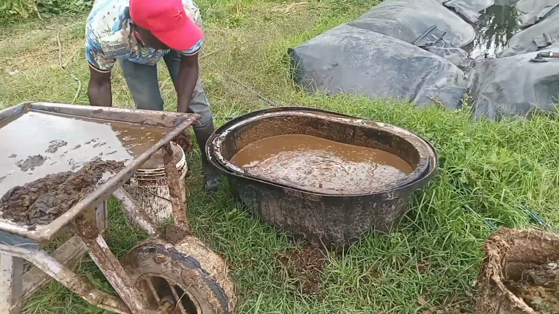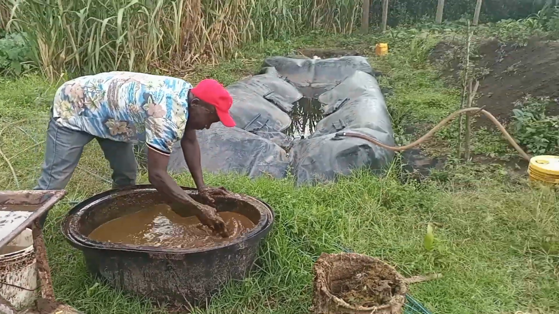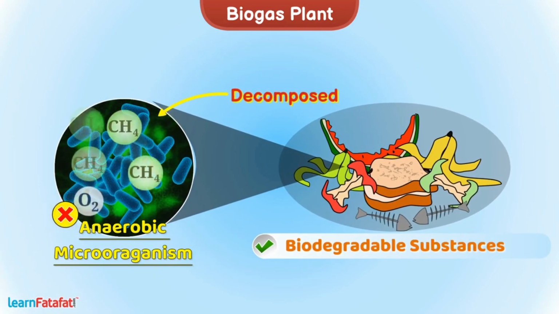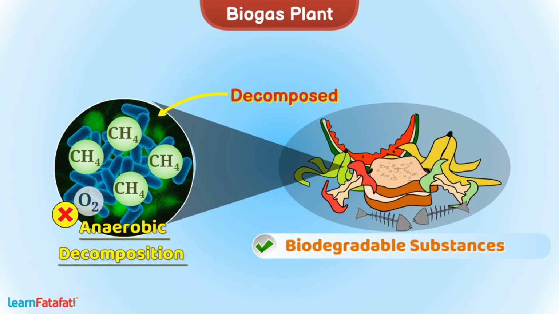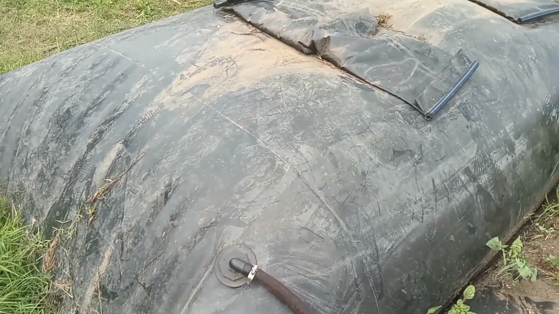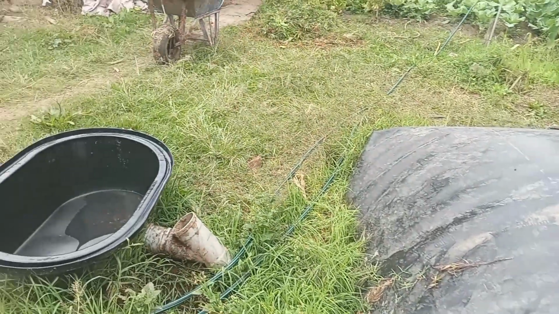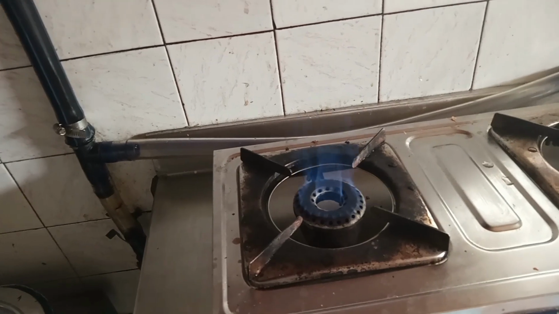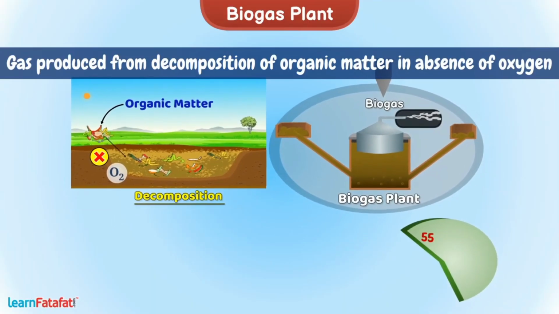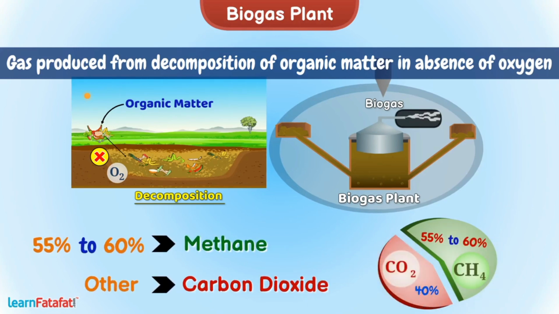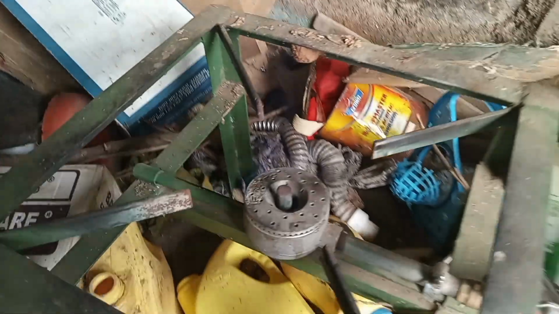By the way, biogas is a gas obtained due to anaerobic decomposition of organic materials to form a gas called methane. That is a gas produced due to the decomposition of organic matter in absence of oxygen. It is normally composed of about 55 to 60% methane, and 40% carbon dioxide.